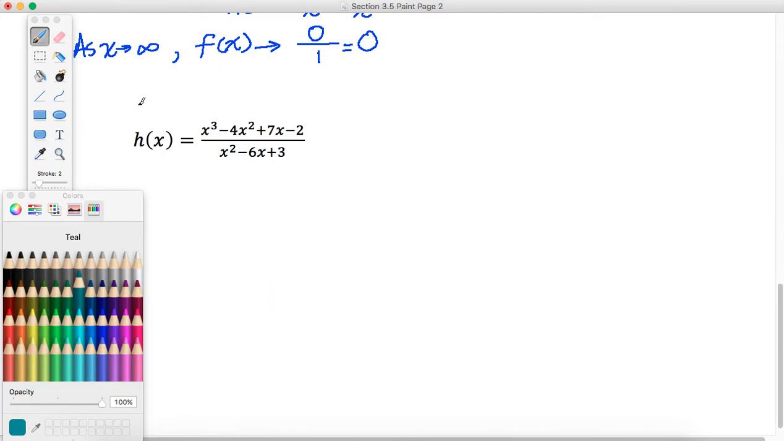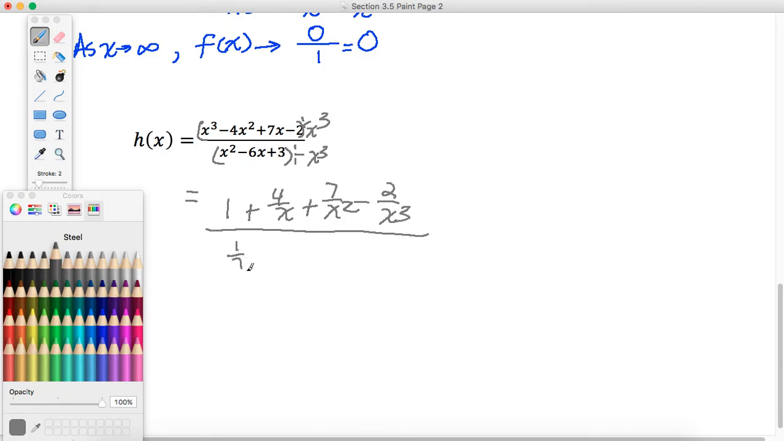I'm going to have h of x. I'm going to divide the numerator and the denominator by, let's say, the highest power of x, which is x cubed. And so this is going to equal 1 plus 4 over x plus 7 over x squared minus 2 over x cubed, divided by 1 over x minus 6 over x squared plus 3 over x cubed. In a similar fashion as the others, as x approaches infinity, this is going to go to 0, that's going to go to 0, that's going to go to 0.